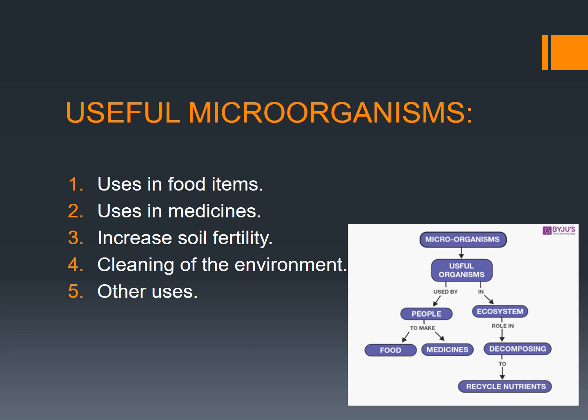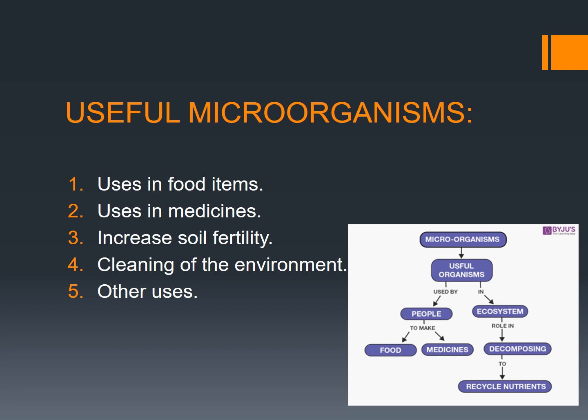Certain types of bacteria live in the intestine of human beings, and they help to digest food, produce vitamins, and destroy the harmful organisms. Bacteria are also used to produce insulin. Insulin is a hormone which is used to treat diabetic patients. Now, the other use of useful microorganisms is to increase soil fertility.